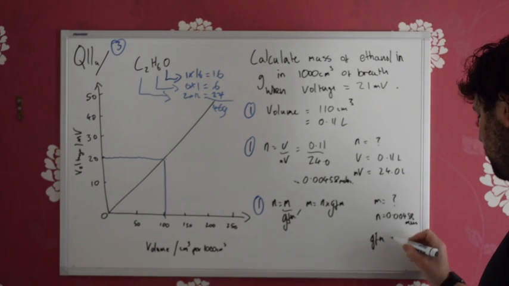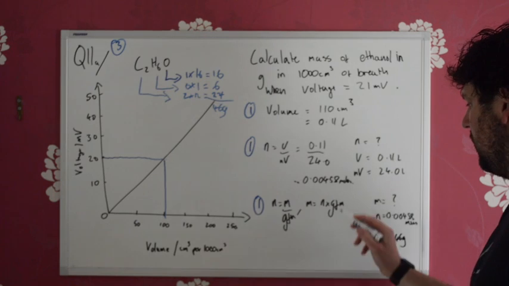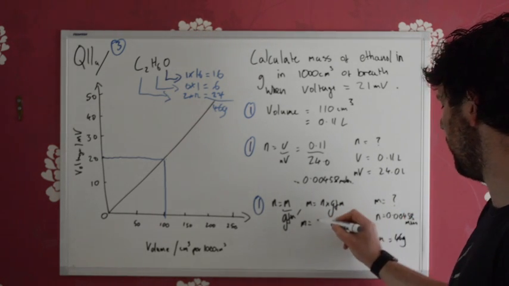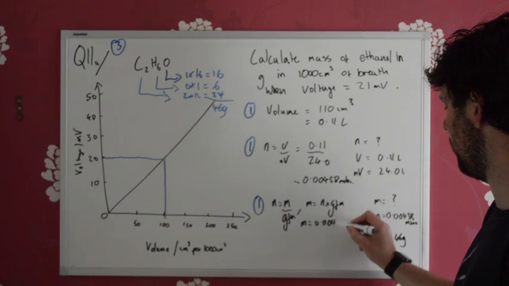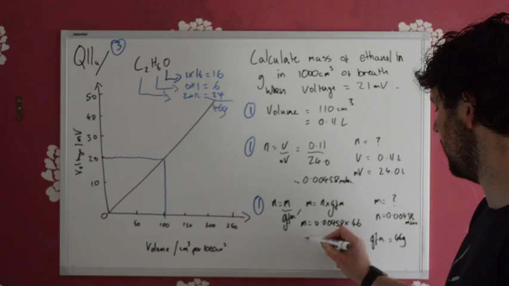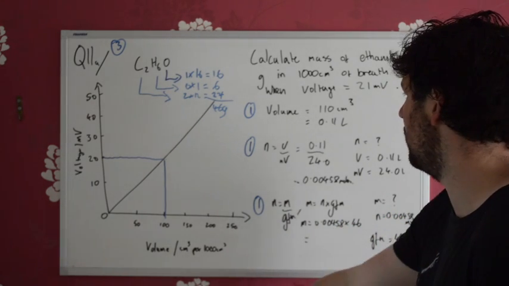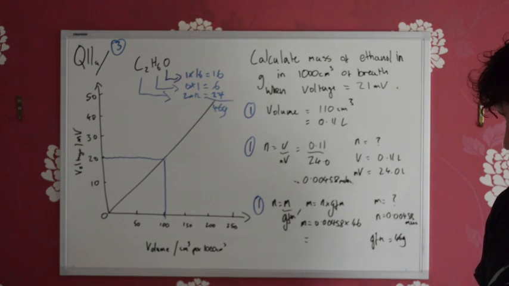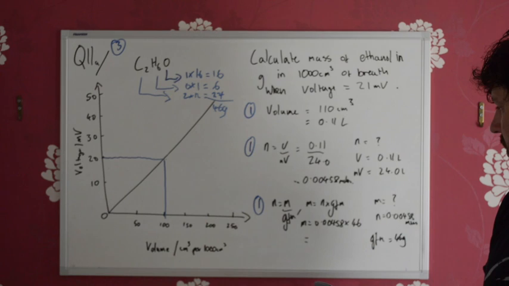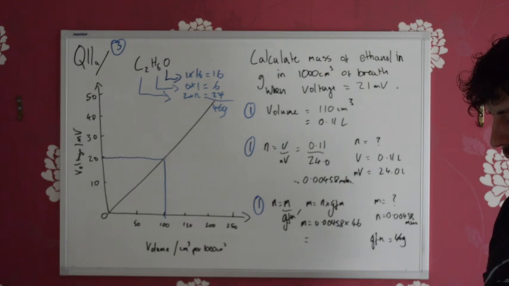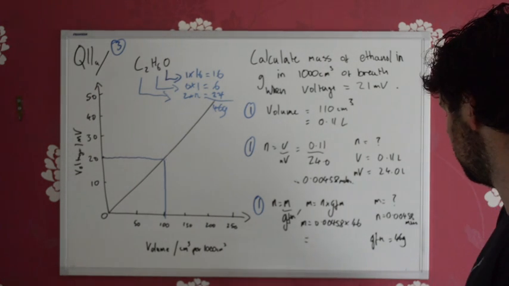So we'll put that down here to what we know. Then we add this to our equation. So it's 0.00458 times 46, which will give us the mass of ethanol in 1,000 centimeters cubed of breath. 0.00458 times 46 is equal to 0.21 grams.